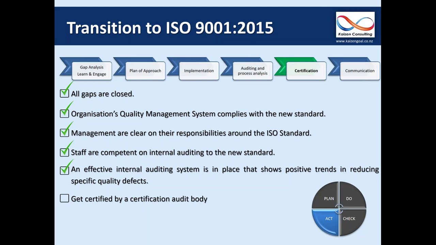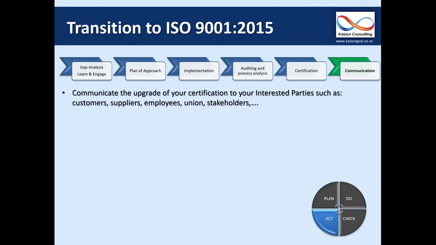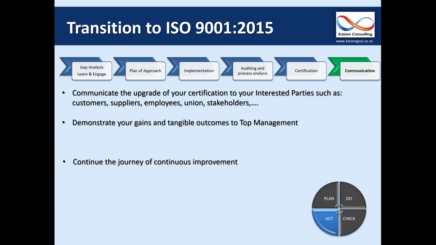And then you get certified by a certification audit body. That's the last step, and then you would communicate that. So communication of your upgrade to your interested parties, customers, suppliers, employees, union stakeholders, as we mentioned, any interested party that you're having an impact on or they're having an impact on you, you need to actually inform them of all the changes that you're making and manage them closely. You demonstrate your gains and tangible outcomes to top management and continue the journey of continuous improvement.